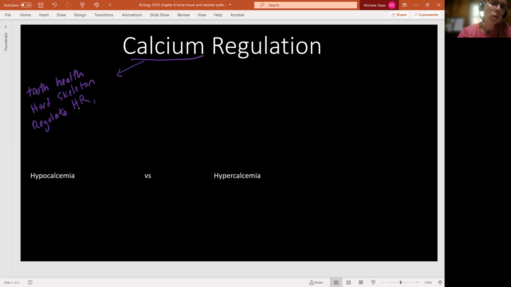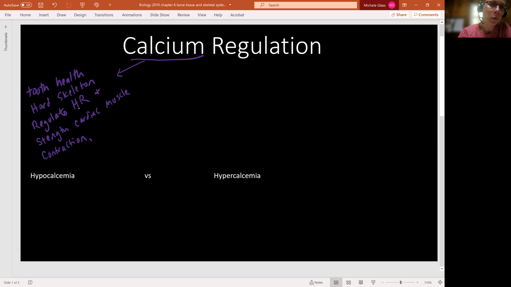And as part of that also, it's involved in the strength of cardiac muscle contraction. So calcium is important in regulating the heart rate and also the strength of that contraction. So clearly we know that the heart is important in pumping blood through our body. And so this is going to be an important job.